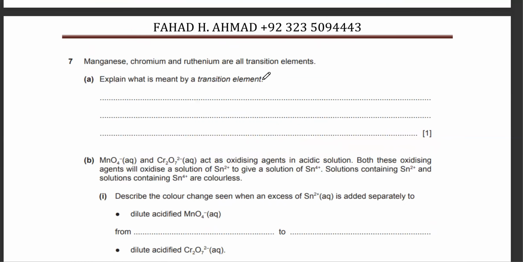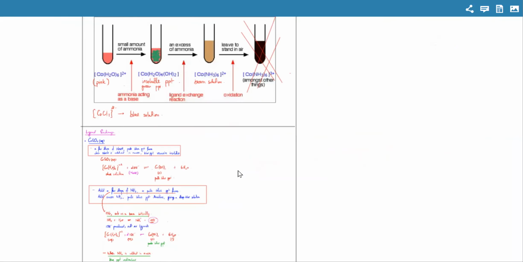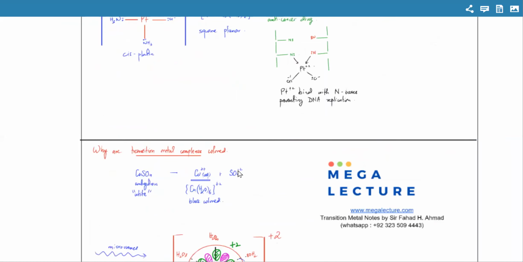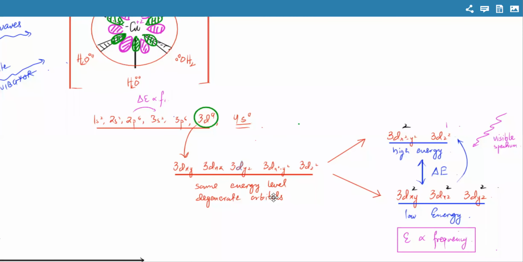What is meant by a transition element? It's any element that forms a stable ion that has incomplete D subshells. Because remember, for transition to happen, the D subshell has to be incomplete, so that the electrons can move around within the D subshell and have some space available, right? Is that clear?